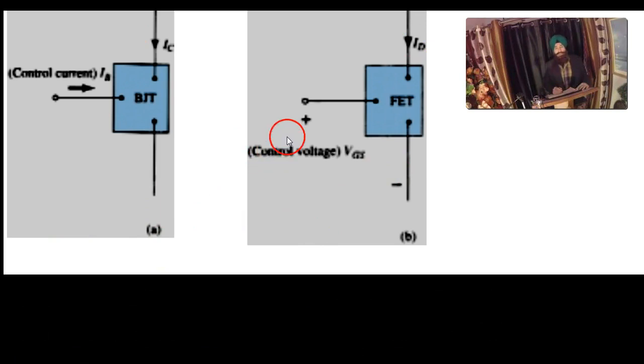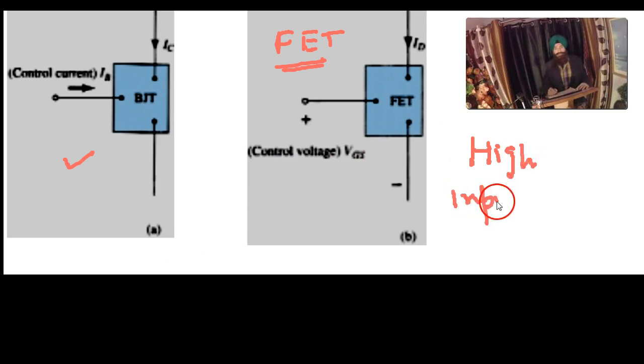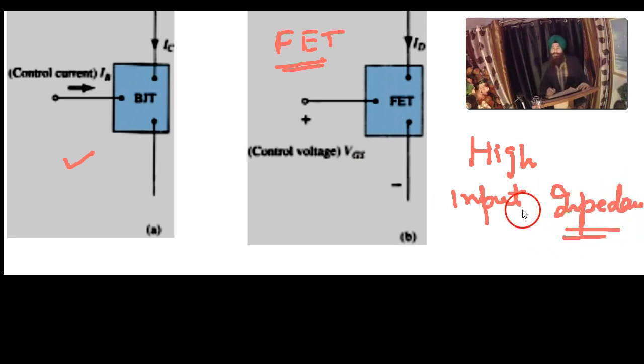Now the next question is, we were having BJT, then why FET? What is its purpose? Actually, FET is a very good device over BJT because the most important characteristic of the FET is the very high input impedance. Impedance means resistance, basically ohm. It has very high input impedance over the BJT. That's why FET becomes special.